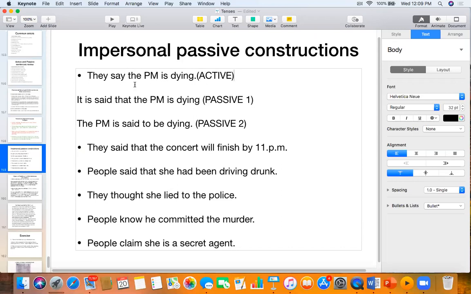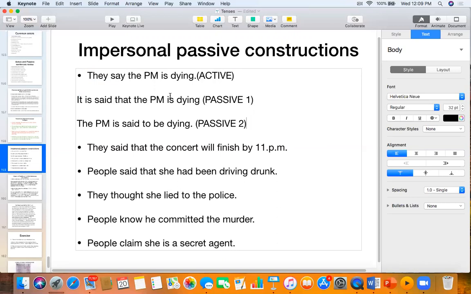All right, they say the Prime Minister is dying. So that is the active. The passive is more formal. Instead of saying "they say", you can say "it is said that the PM is dying". So that will make it passive and that will make it formal.